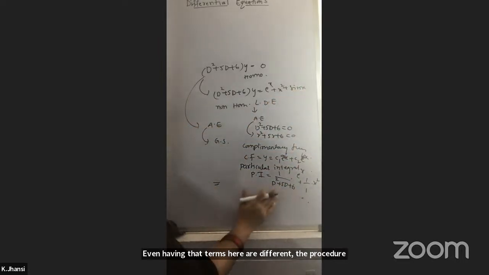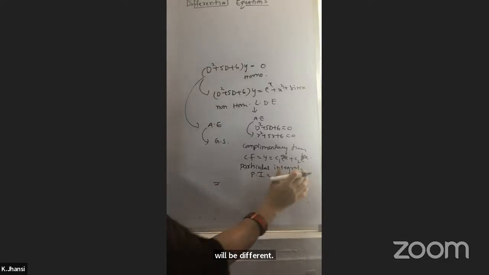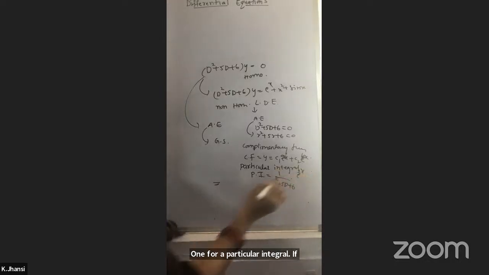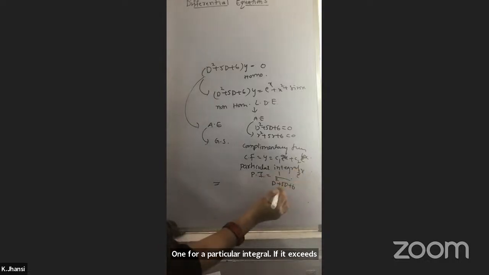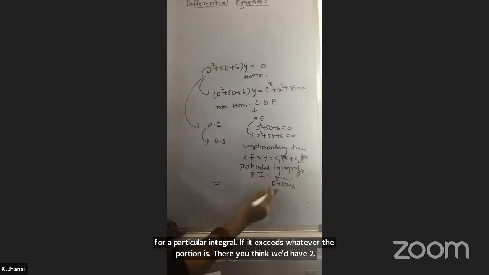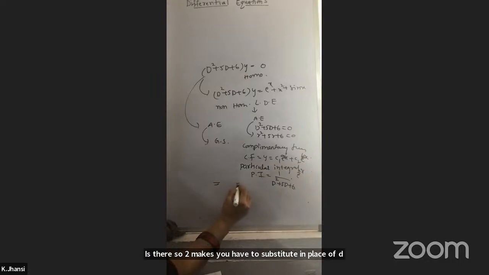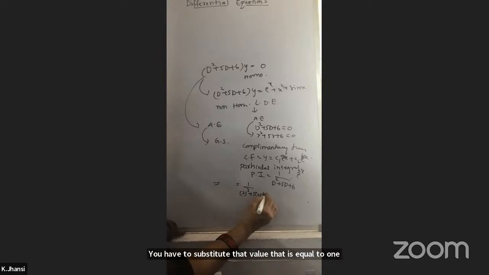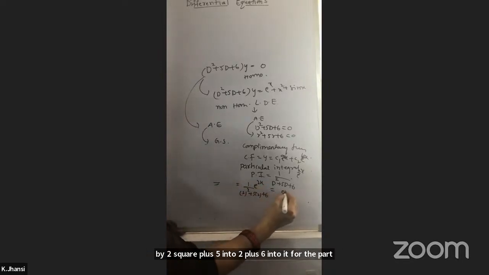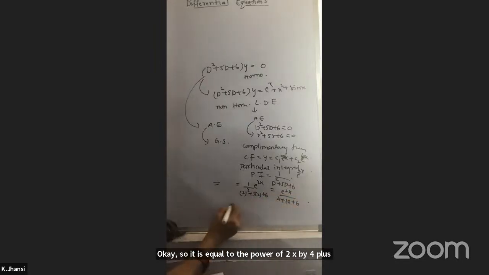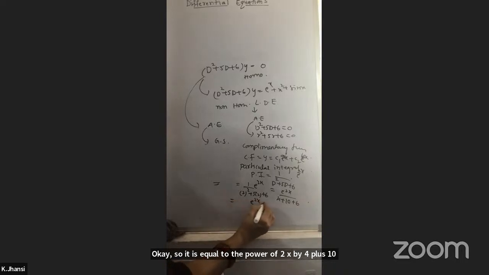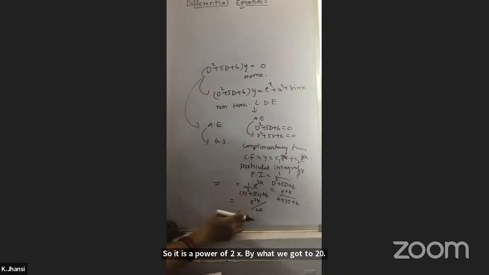So for the particular integral, if e power x is there, whatever the coefficient is, here 2, you have to substitute that value in place of d. That is, it is equal to 1 by 2 square plus 5 into 2 plus 6, into e to the power of 2x. So it is e to the power of 2x by 4 plus 10 plus 6. So e to the power of 2x by what we got? 20. This is the particular integral value.